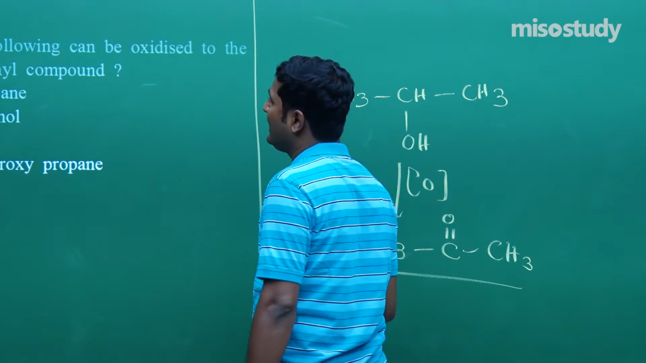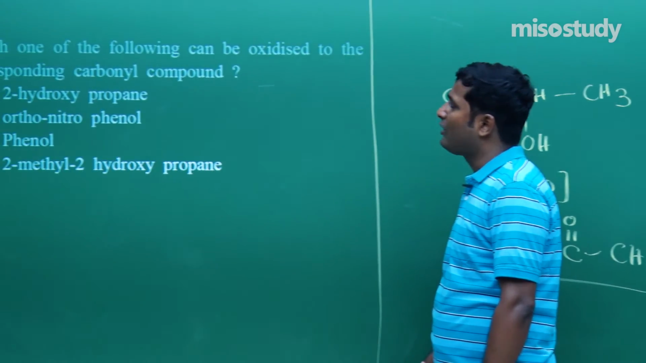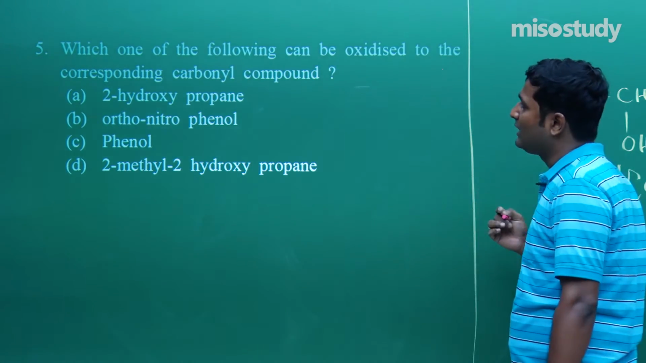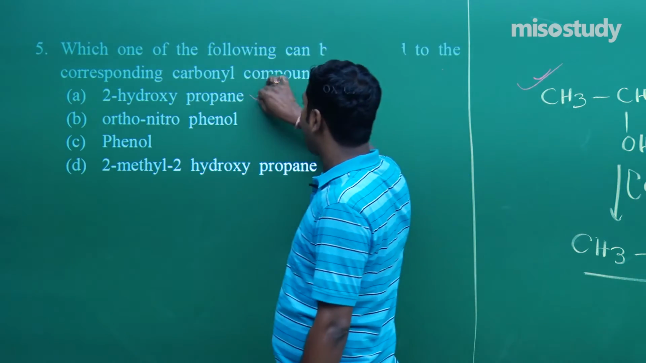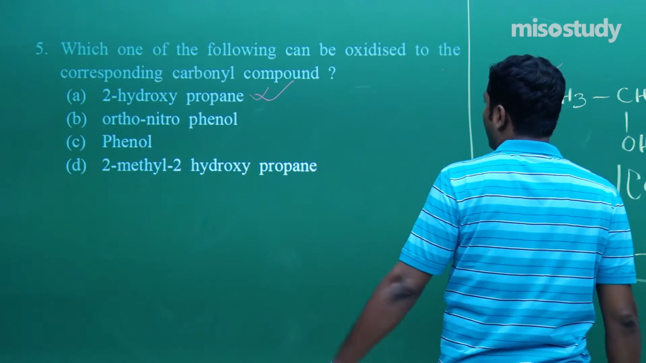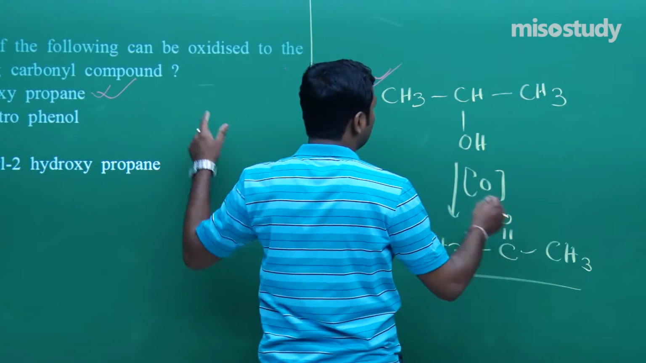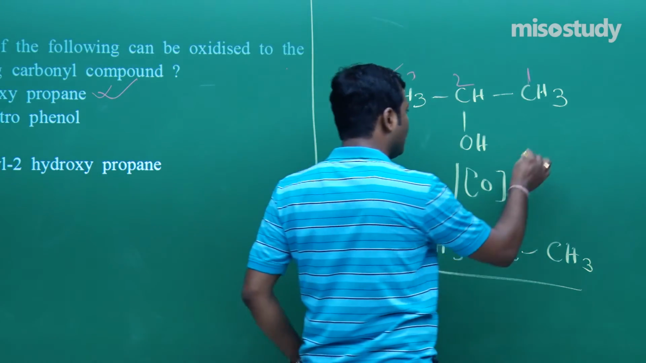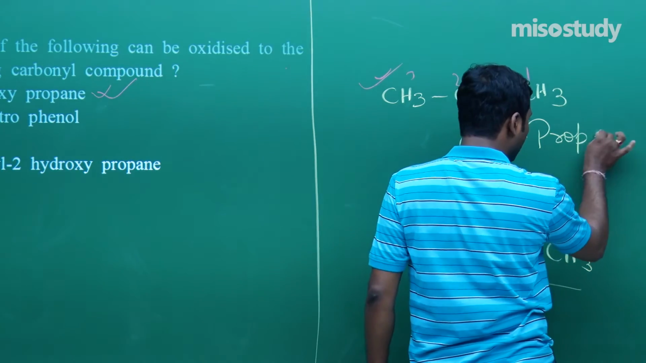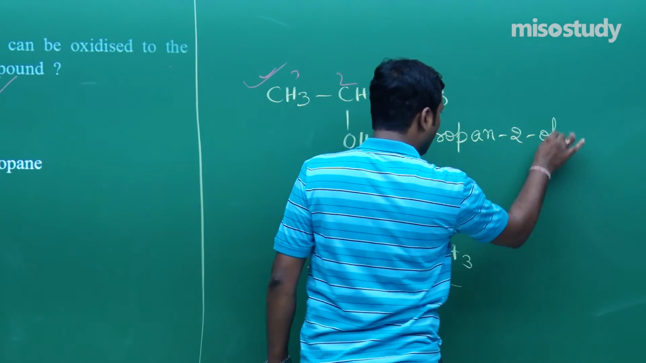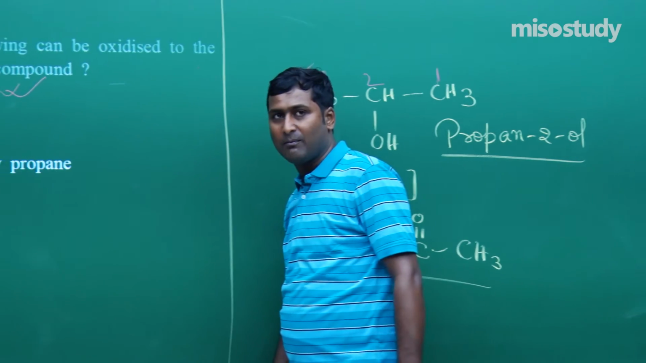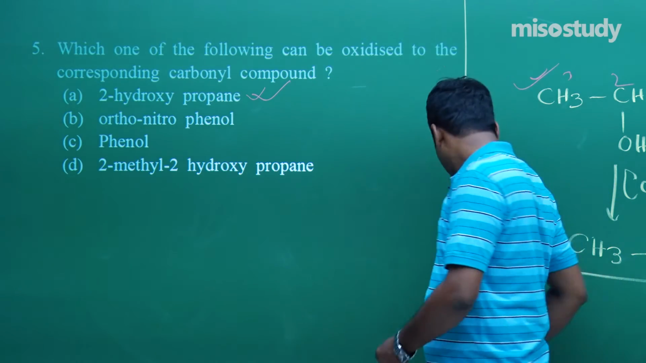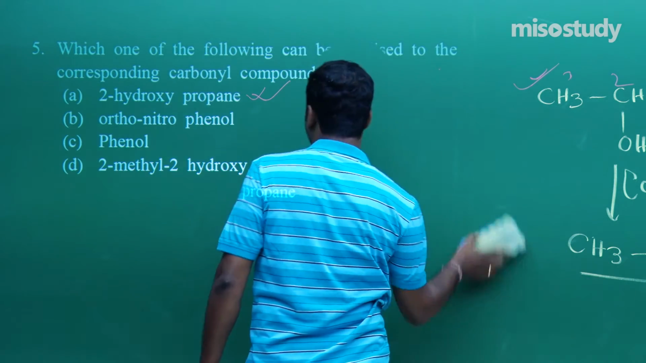So we can say which one of the following can be oxidized to the corresponding carbonyl compound. This one is 2-hydroxypropane. Here, this is not a correct name. The actual name is propan-2-ol. That is the correct IUPAC name, propan-2-ol. Clear? So for question number 5, we can say A is the correct option. Clear? Now, let's move to the next one.